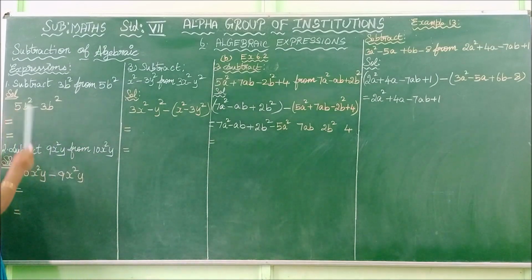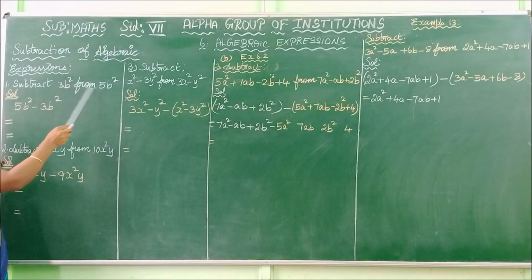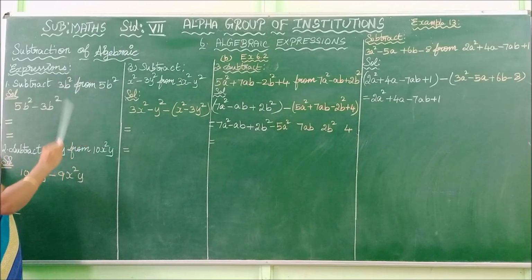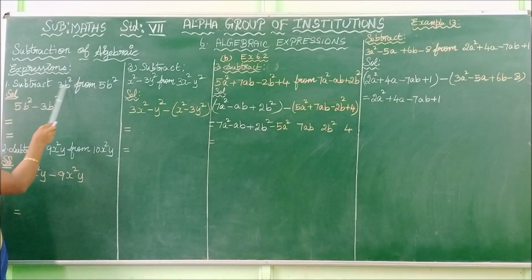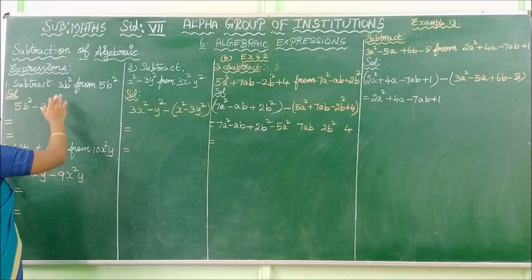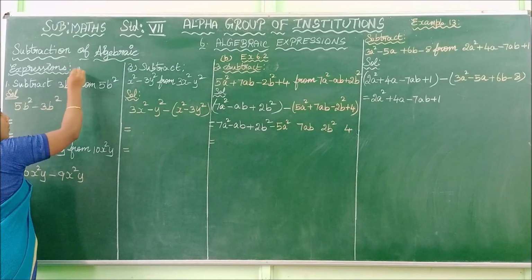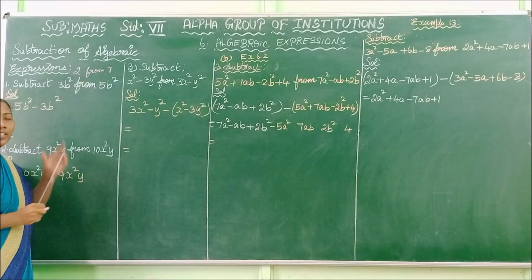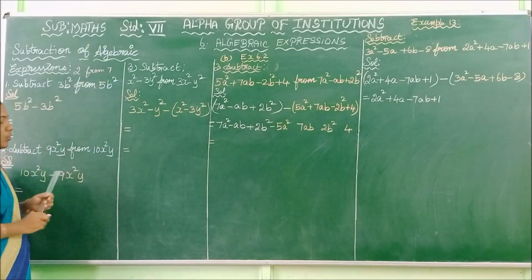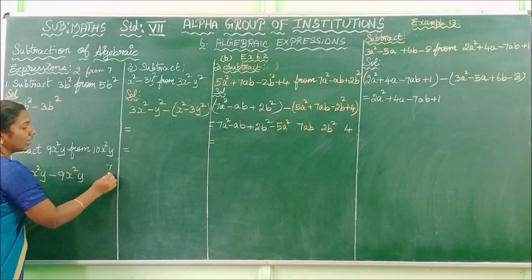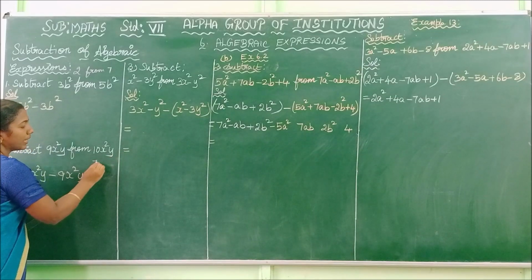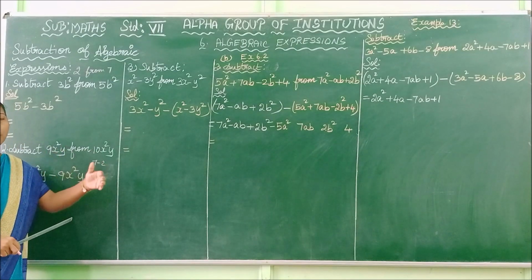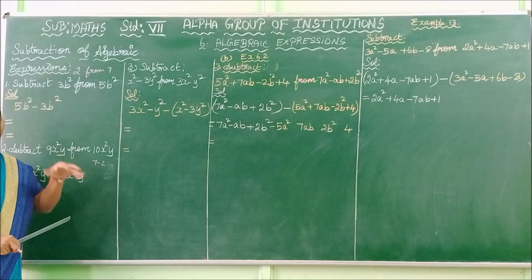See here children, subtract 3b square from 5b square. Subtract 3b square from 5b square means first you have to write 5b square and then 3b square. We can easily understand. Instead of this sum, I give it like this: subtract 2 from 7. Subtract 2 from 7 means first you will write which number? 7 and then 2. That is 7 minus 2. Like that only you will write.